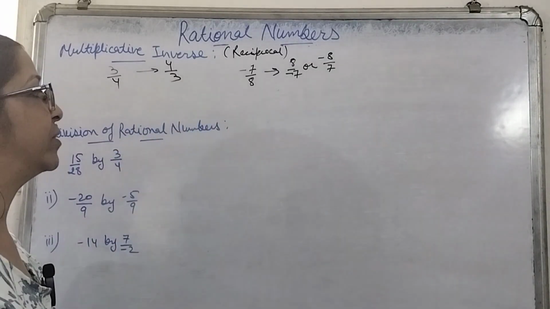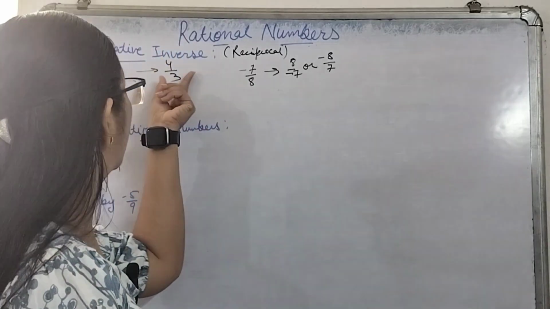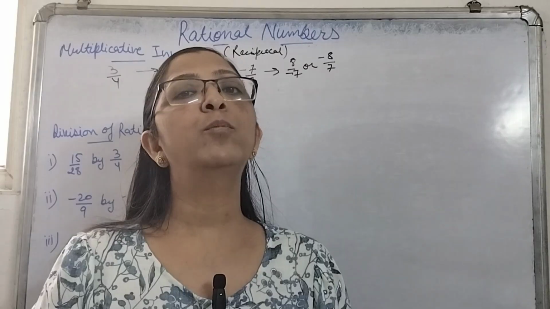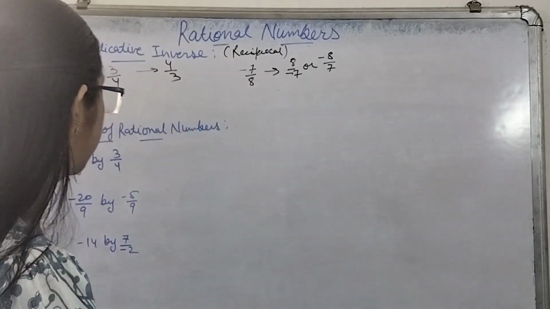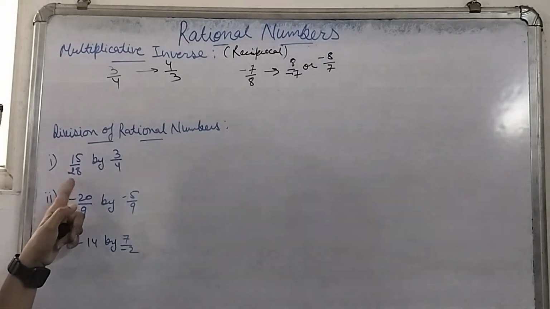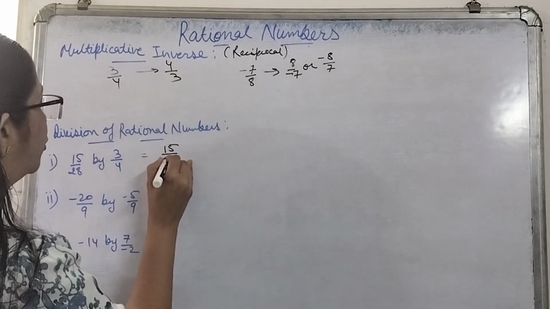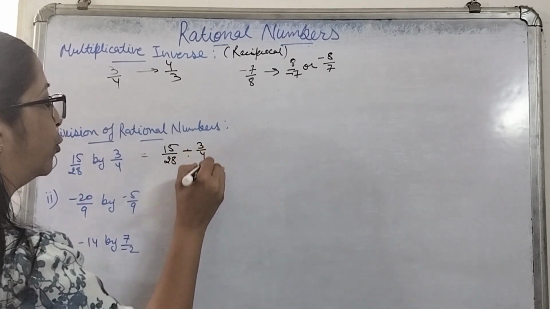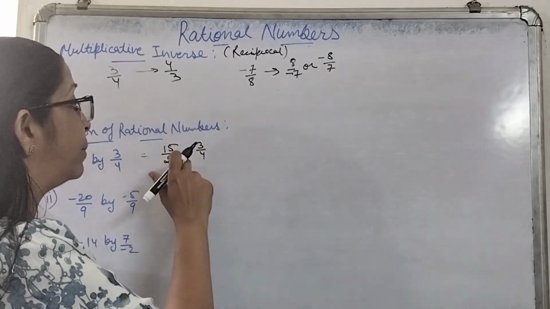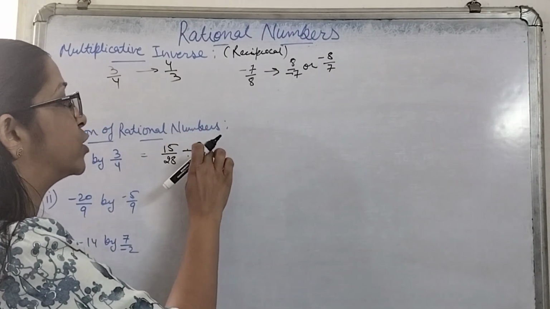Whenever we are dividing any two given rational numbers, instead of division, we can multiply by its reciprocal, or we can say we can multiply by the multiplicative inverse also. Both mean the same. How? Let's understand. Suppose we have to divide 15 upon 28 by 3 upon 4. So this could be written as 15 upon 28 divided by 3 upon 4. Now instead of division, we can multiply it by its multiplicative inverse.